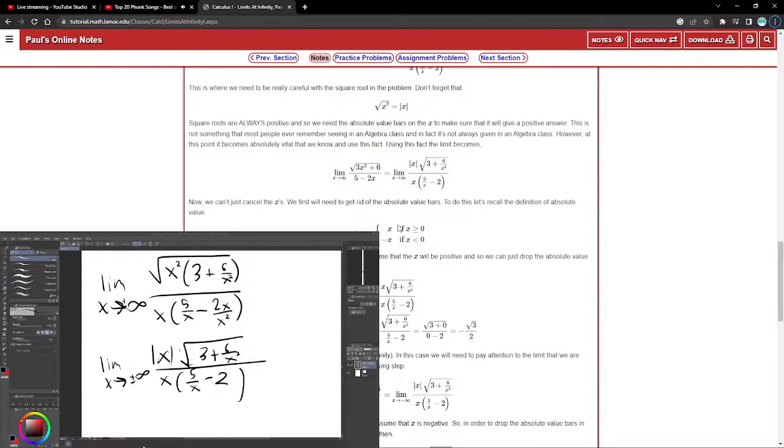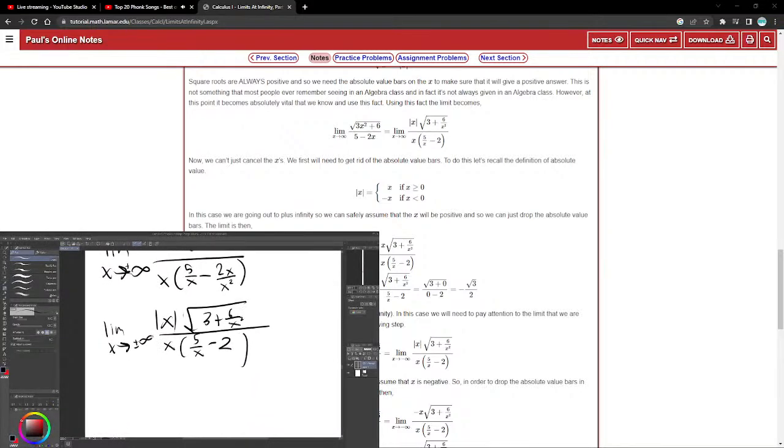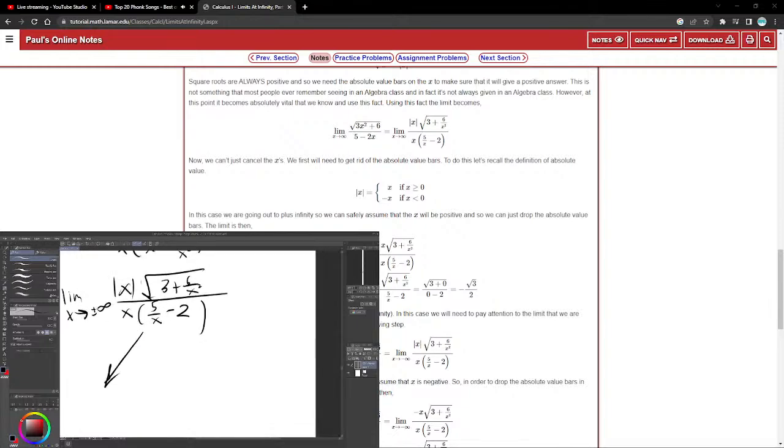Now we can't just cancel the x's. We'll need to get rid of the absolute value bars. To do this, let's recall the definition of absolute value. In this case, we're going out to plus infinity, so we can safely assume that the x will be positive. So we just drop the absolute value bars, and the limit is... Okay, I see what they do. So it's going to split off from here.